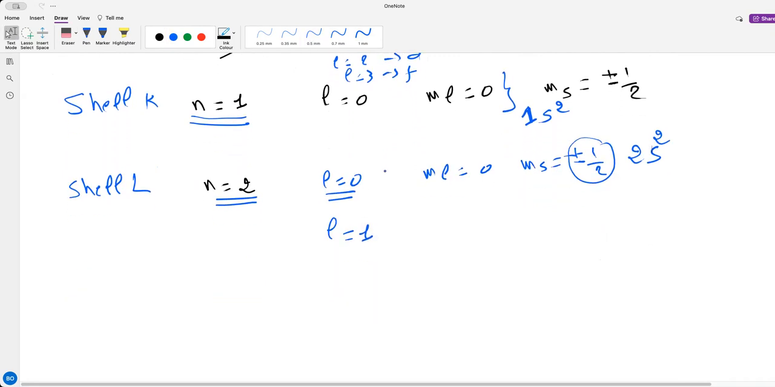Okay. And then when we go to L equal 1, ML can take 3 values: plus 1, 0, and minus 1. And of course, MS can take plus 1/2 or minus 1/2. Now, in total, you can get up to 6 electrons here, 6 electrons in total.